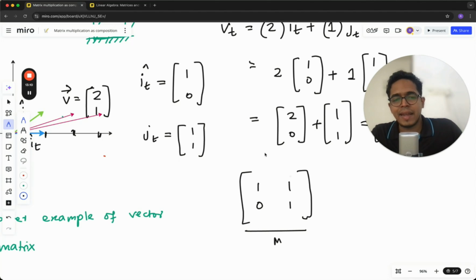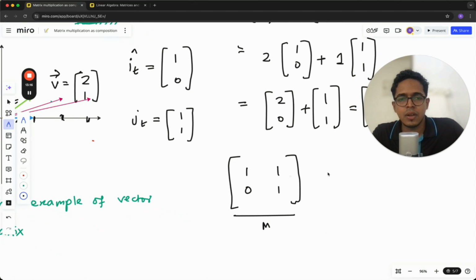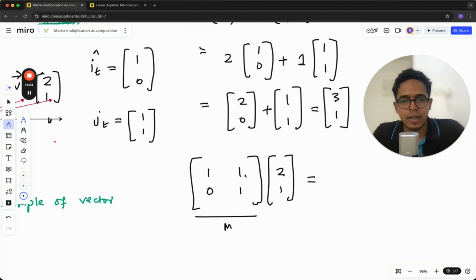And how do we calculate the transformed vector Vt just using this matrix and the original vector V? All we need to do is multiply the vector V by this matrix M. So the vector V was 2 1. So now let's calculate 1 times 2 plus 1 times 1, which is 2 plus 1, that is 3. 0 times 2 plus 1 times 1, that is 1. So this will be 3 1. So this was the vector V, and this is the transformed vector.